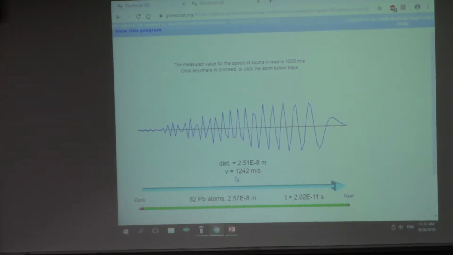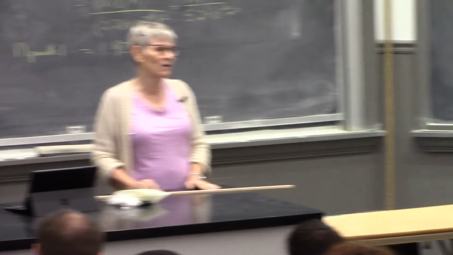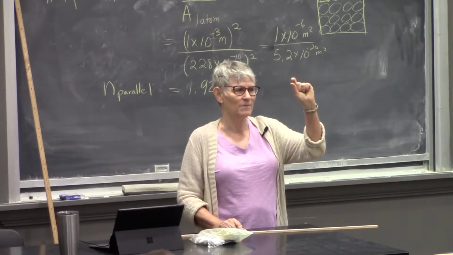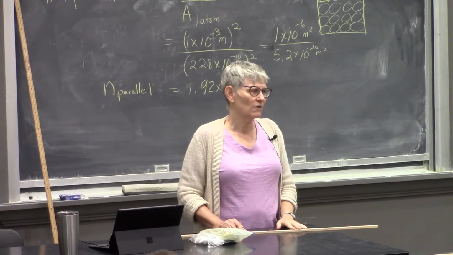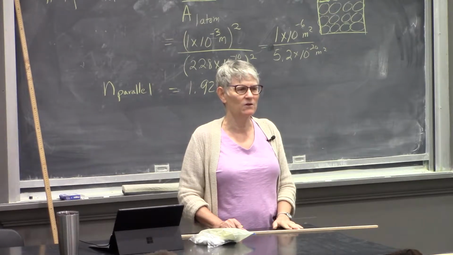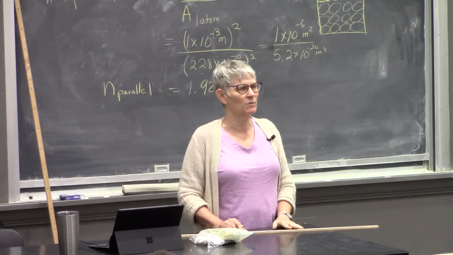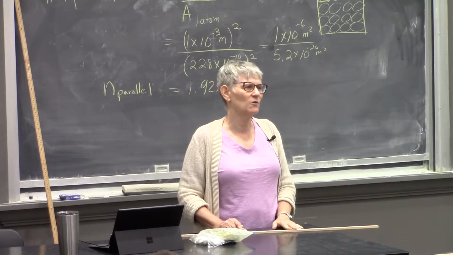Okay, so we calculated a speed of sound of 1,242 meters per second, and the measured value for the speed of sound in lead is 1,200 meters per second. So again, pretty good for a simple model based on our calculations of interatomic spring stiffnesses. So by hanging weights on the end of the wire, we actually were able to predict the speed of sound in a material. Does anybody happen to know the speed of sound in air? No, it's about 330 meters per second.